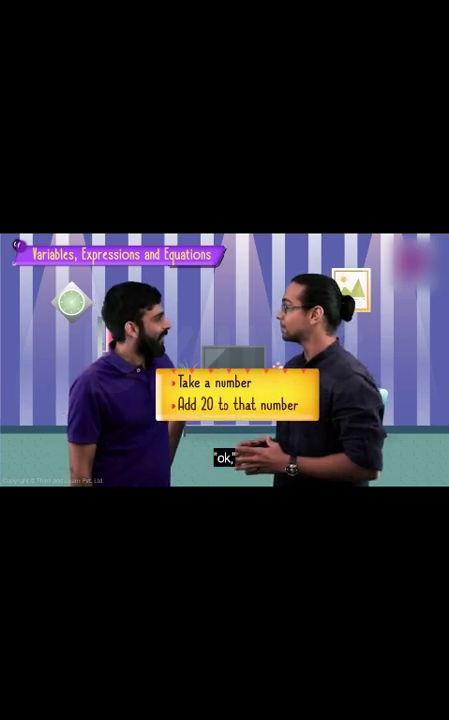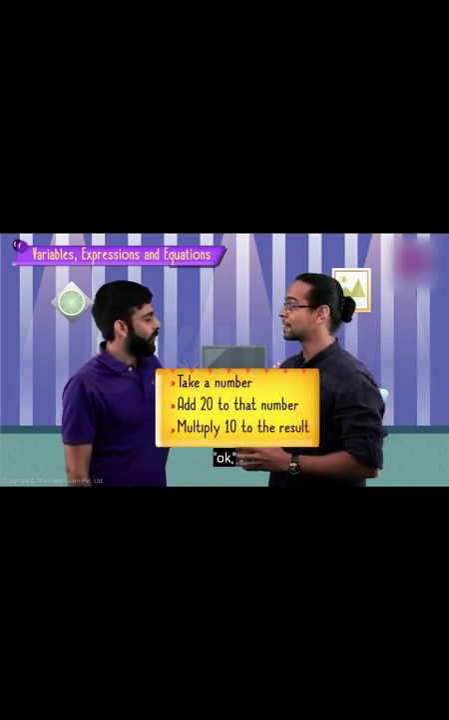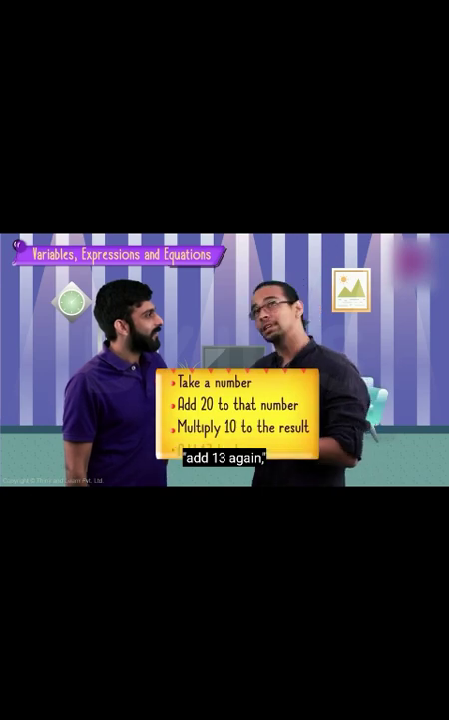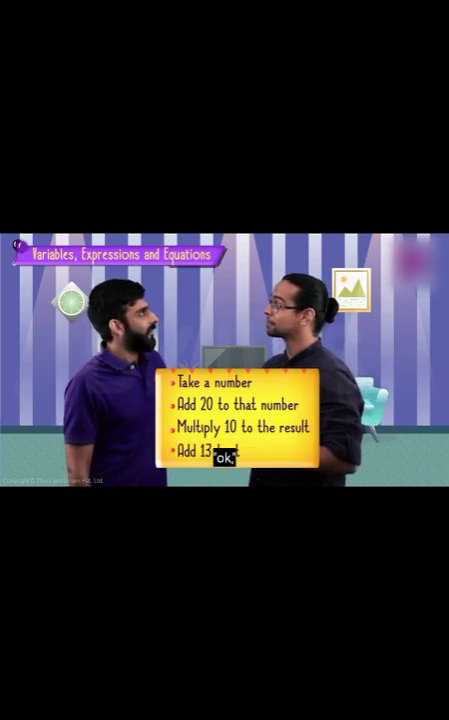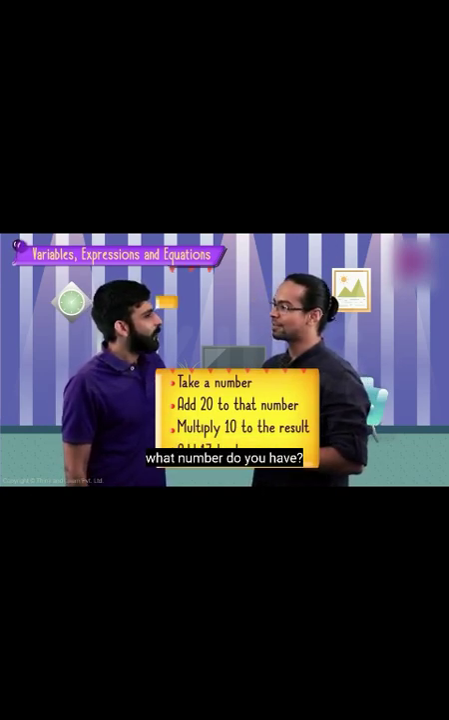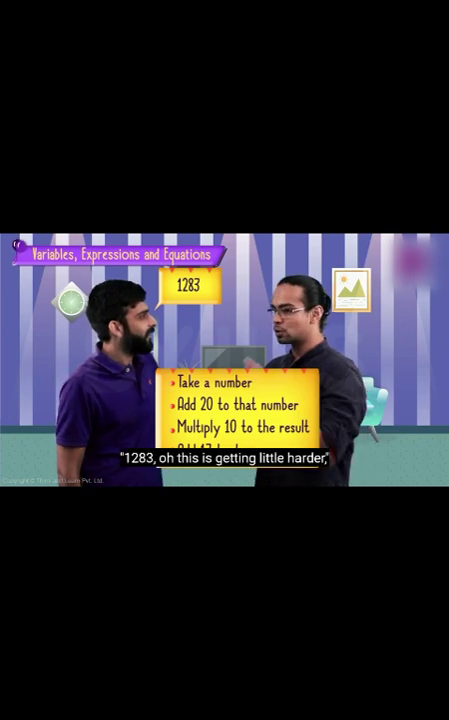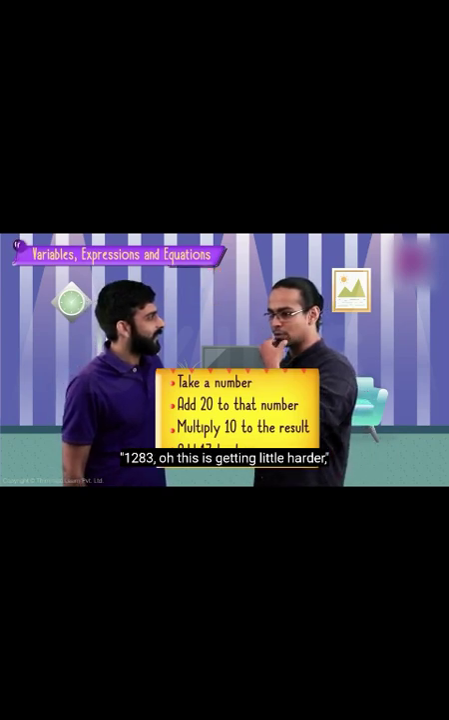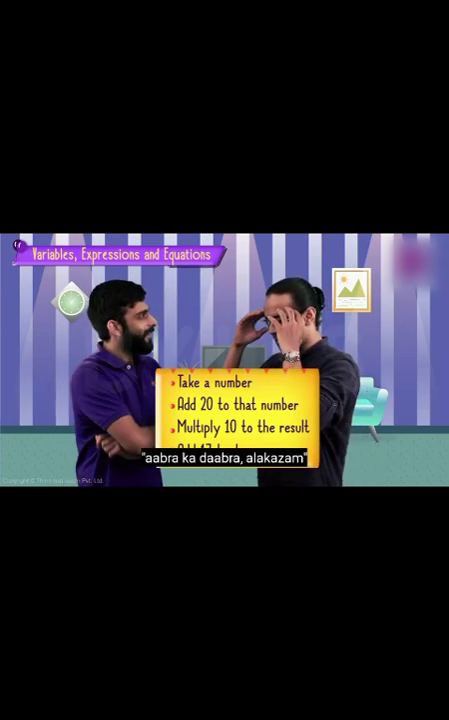Do you want to try it again? Yeah. Alright, great. Think another number. Okay. Plus 20. Okay. Multiply by 10. Okay. Add 13 again. Okay. What number do you have? 1283. Ooh, this is getting a little harder.